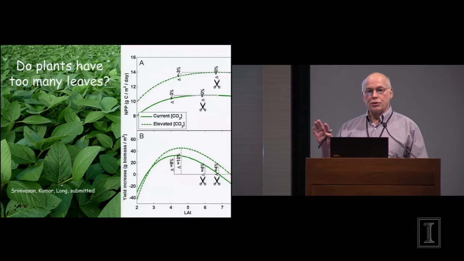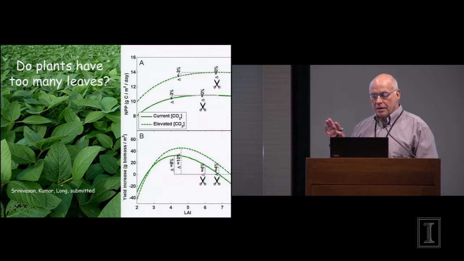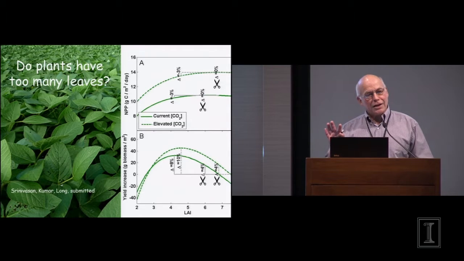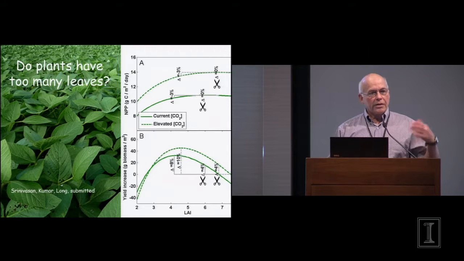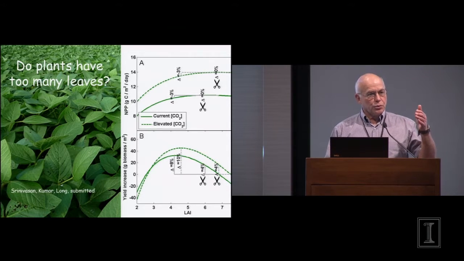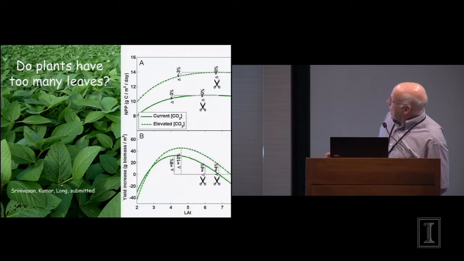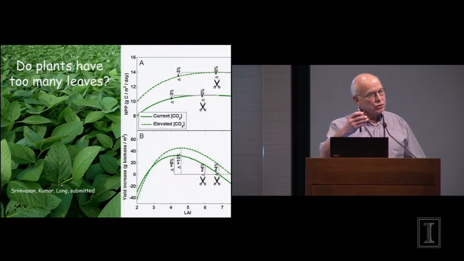And so I wanted to close with just a few slides and talk about work that's not from my lab, but it's work that Praveen Kumar and Steve Long have led, and they've really asked a different but related question, and that is, do crop plants have too many leaves? And so again, they've taken a modeling approach to guide what they want to do, and what they're looking at is asking the question, what is the ideal LAI in order to maximize yield in soybean?